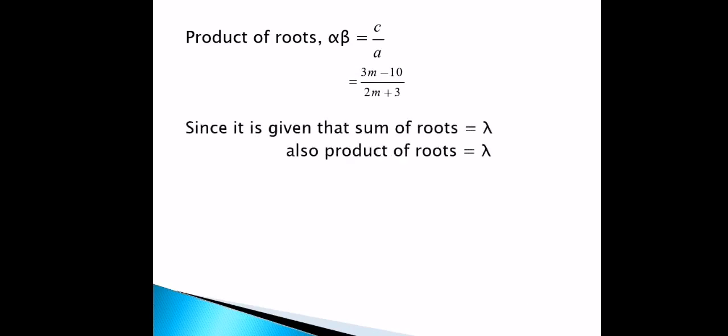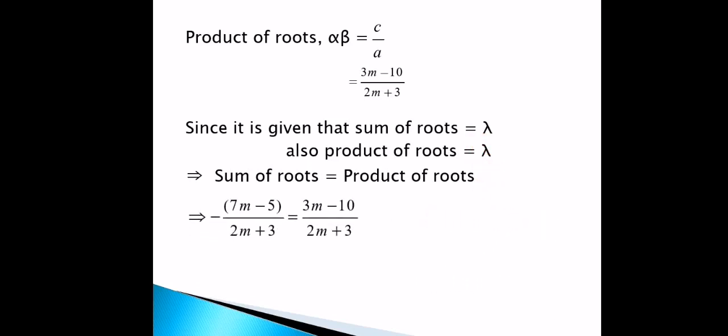Now the condition given to us is sum of roots is equal to lambda and product of roots is equal to lambda. Since both are equal to the same number lambda, both should be equal to each other. That is, sum of roots is equal to product of roots. In the very next step, we will put the values of sum of roots and product of roots in the obtained equation. So it will be minus bracket 7m minus 5 whole divided by 2m plus 3 is equal to 3m minus 10 whole divided by 2m plus 3.